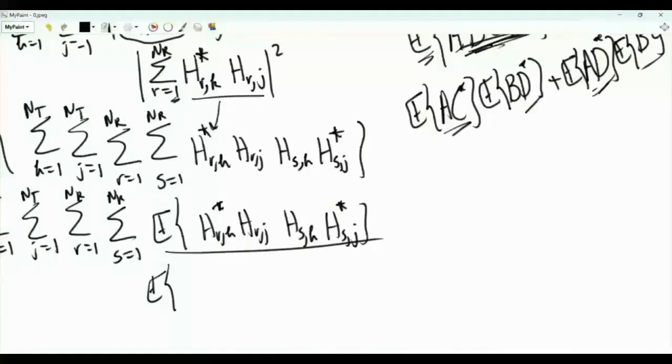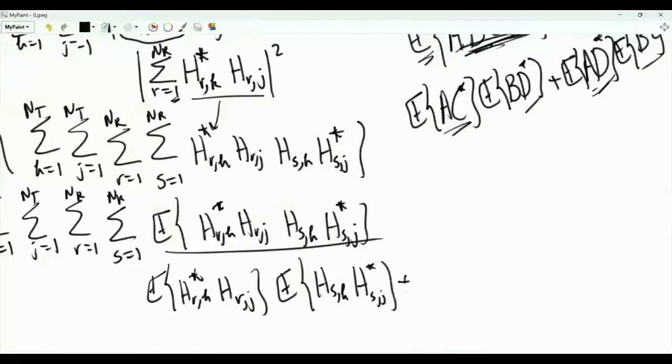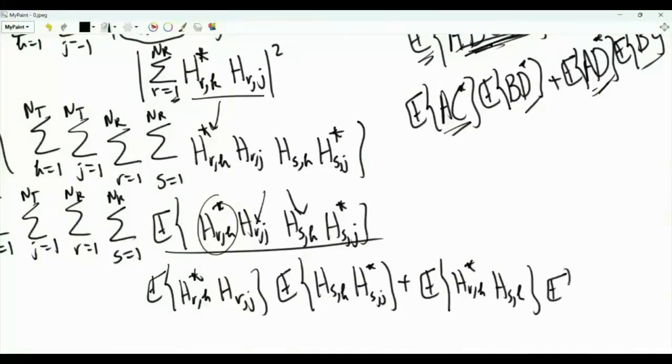What is this expectation? So it is expectation of, if I take this one, h_rk conjugate, then I take one of those random variables without the conjugate. Let's say I will take h_rj. Then there will be the expectation of the two others, h_sk, h_sj conjugate, plus expectation of, now we take this, h_rk conjugate. The first time we employed this, now we use that, h_sk, and then we take the expectation of the remaining two random variables. In our case, those are h_sj conjugate, and finally h_rj.